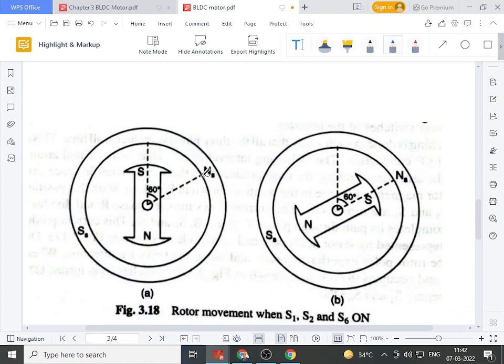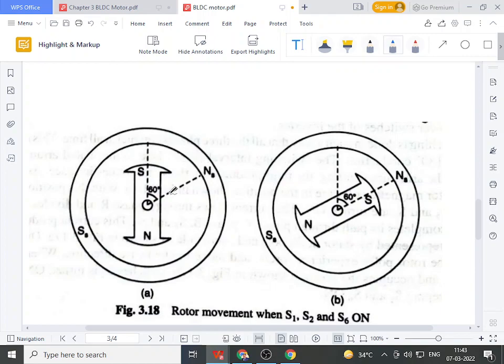So due to this stator magnetic field, again there will be interaction of the S pole of the rotor and the NS pole of the stator, and that will lead to a 60 degree rotation of the rotor in the forward direction. So here also the rotor will rotate in the forward direction by 60 degrees.